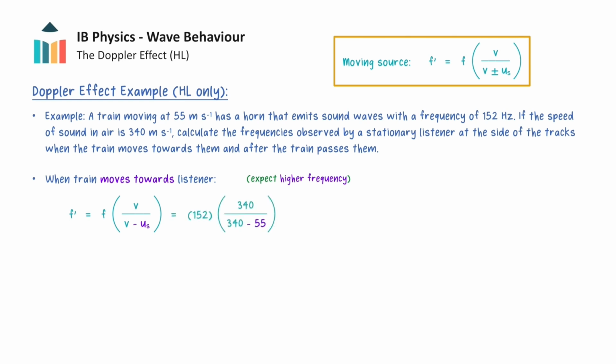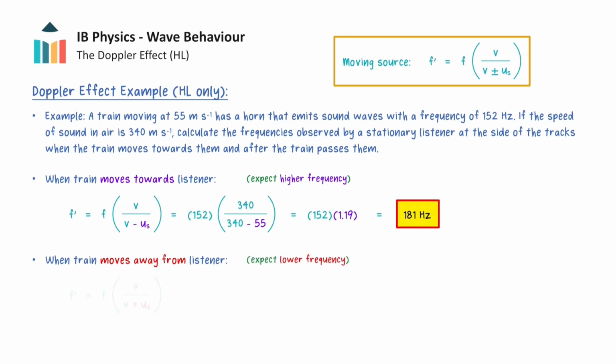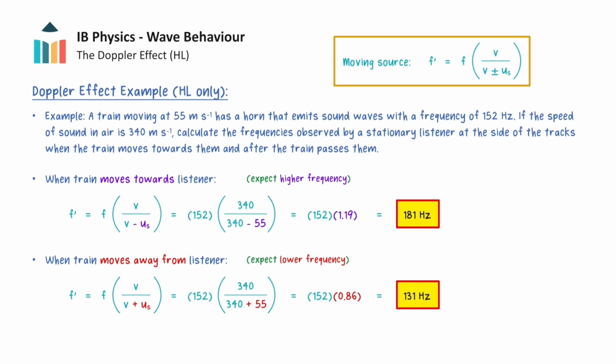If we now substitute in the relevant values, we calculate a frequency of 181 Hz. When the train passes and moves away from the listener, we expect a smaller frequency, so here we need to add the source velocity. Substituting in the relevant values, we now calculate a frequency of 131 Hz. As a side note, notice how the changes in frequency as the train approaches and moves away are not equal and symmetric, even though the relative velocity between the source and the listener is the same.